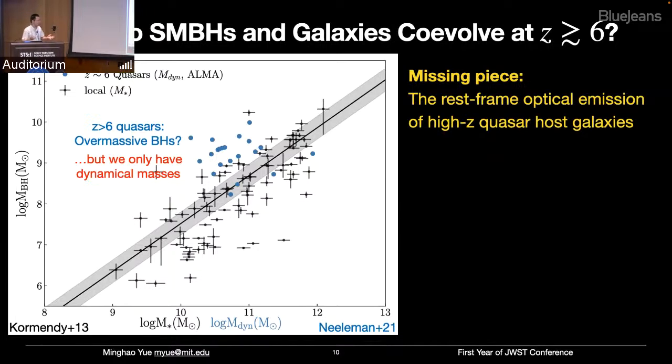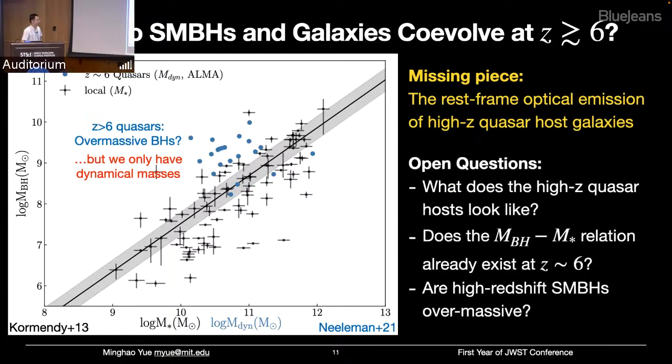Well, without the knowledge of the redshift UV and optical for the quasar host galaxies, there are many open questions about the high redshift supermassive black hole population. So first of all, as I said, we don't know what the host galaxies look like in redshift UV and optical. And without the stellar mass, we cannot really say what the black hole mass versus stellar mass relation looks like at redshift 6. Actually, we don't even know whether this relation really exists at this kind of high redshift.